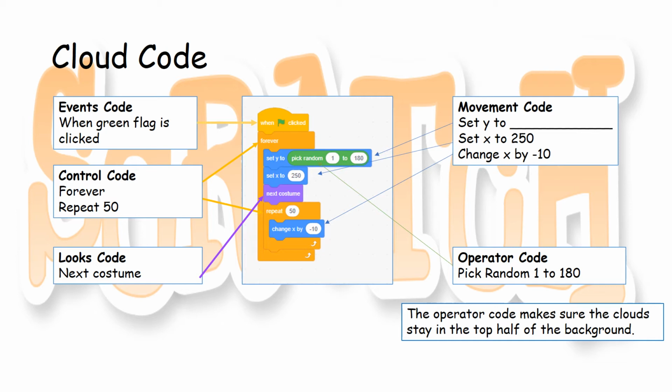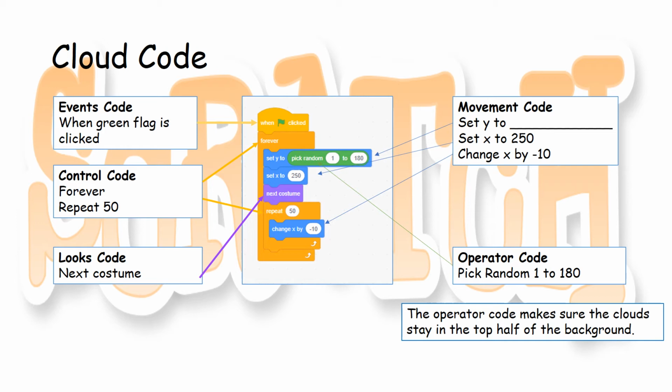We've also got 3 movement codes. There's set Y, and we've put a pick random operator in there. We've got set X to 250. That makes sure that your cloud starts on the right hand side of your screen. And we've got change X by -10. That makes your cloud move across the screen from right to left.